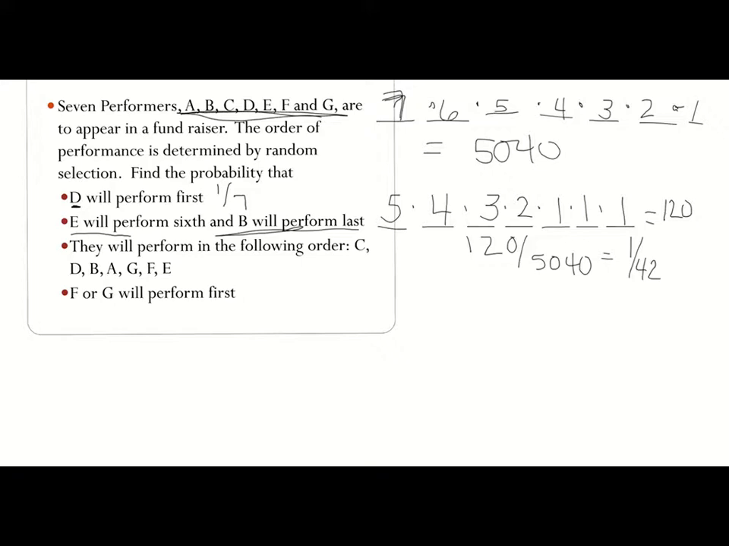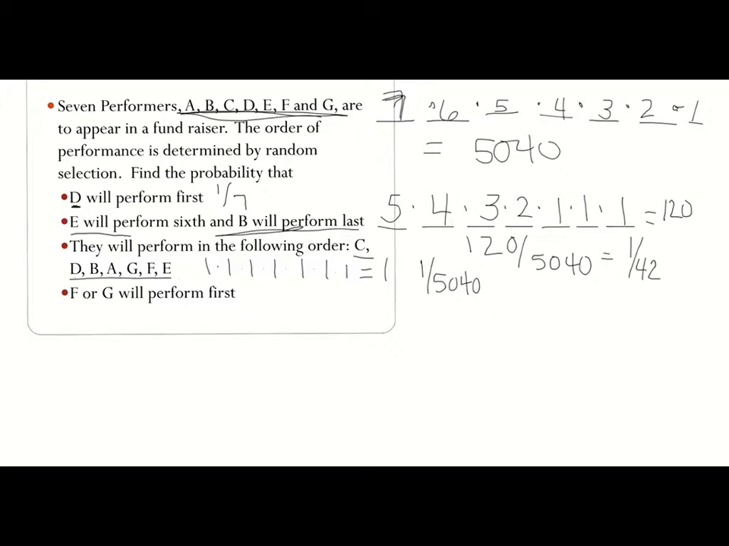Next, we're going to look at if they perform in the following order: C, D, B, A, G, F, and E. Here, they've assigned every single person a specific order. So we have 1 person for spot 1, 1 person for spot 2, 1 for spot 3, 1 for spot 4, 1 for spot 5, 1 for spot 6, and 1 for spot 7. When we multiply that all together, we get 1. The probability will be 1 out of 5,040.